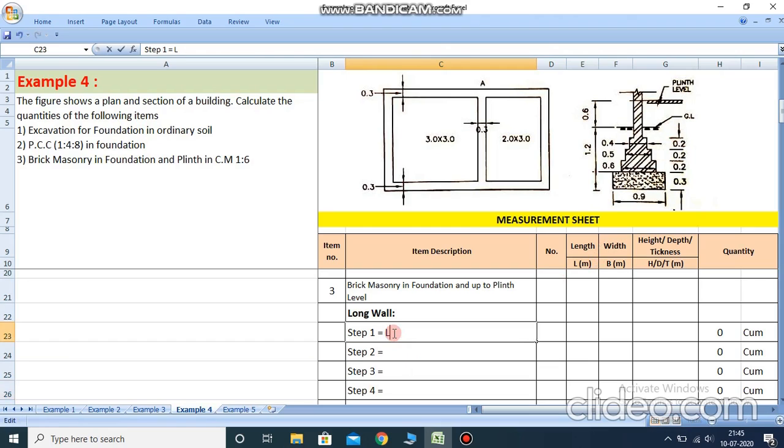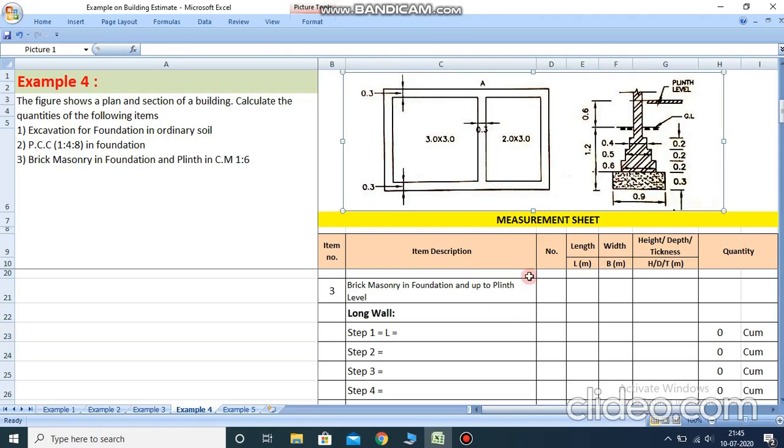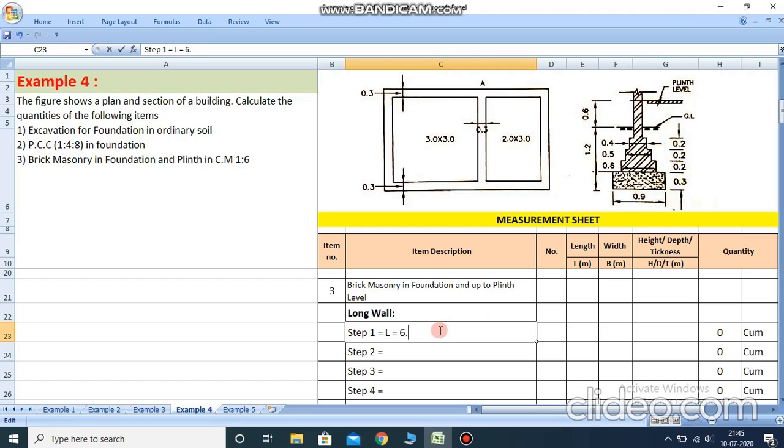Step 1, length is equal to, for a long wall, so we start the first step number 1. So here total length for a 0.9 meter width, total length we calculated is 6.5 meter. So first we write here 6.5 meter minus the difference between 0.9 and 0.6, which is 0.3.